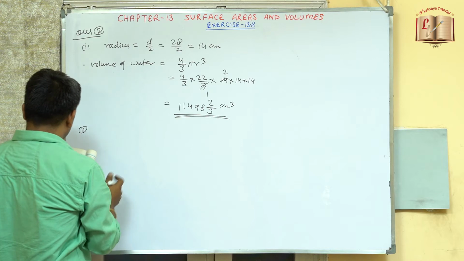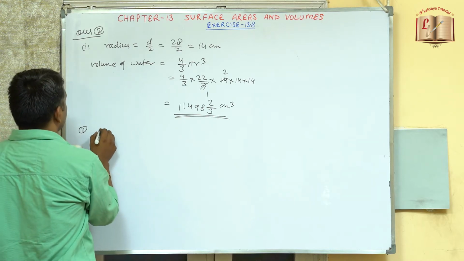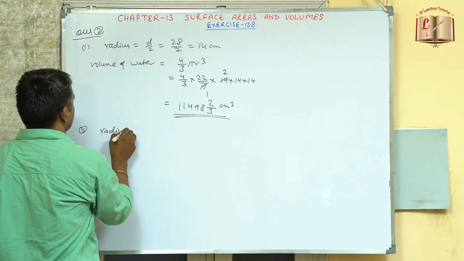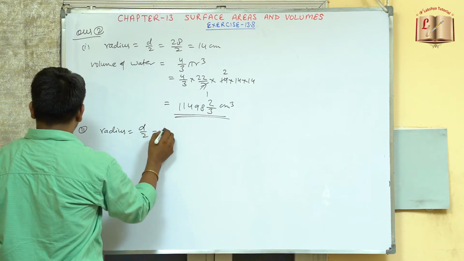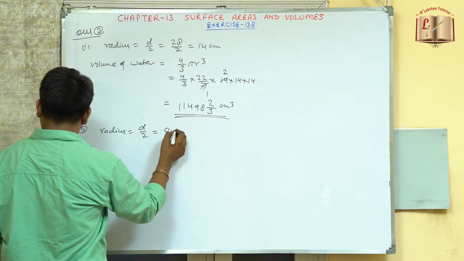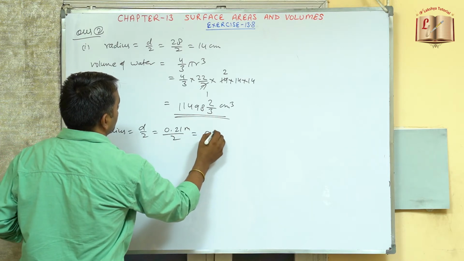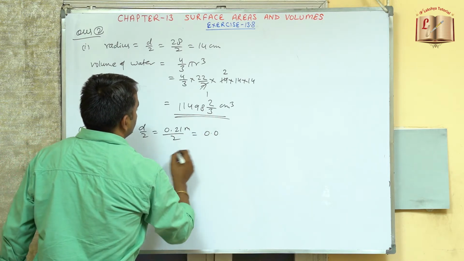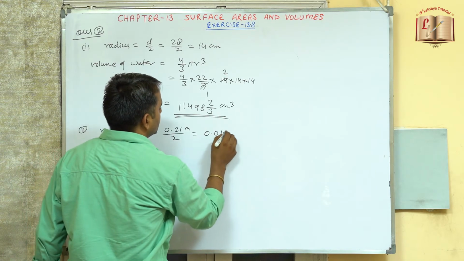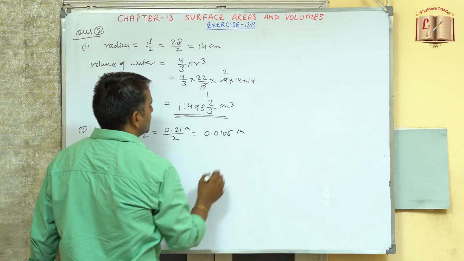Now coming to the second one, the diameter is given. So radius will be equals to diameter by 2. So this is 0.21 meters divided by 2. So this will be 0.0105 meters.